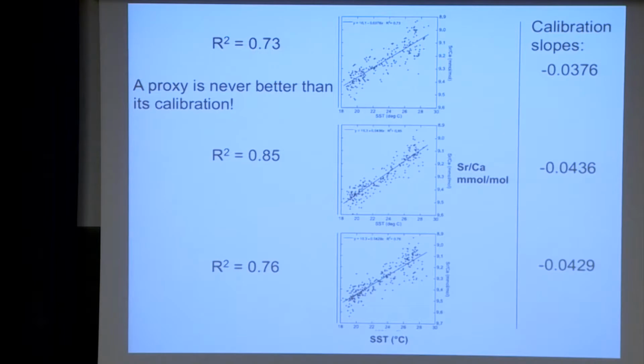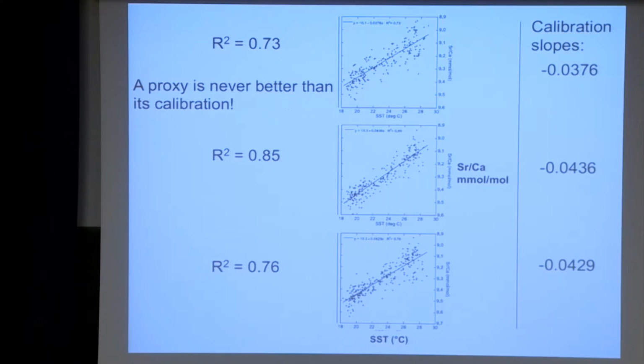Okay, so this means that if you calibrate with this coral here, if you reconstruct from this coral, you're going to get a slightly different answer than if you reconstruct from this coral, of course, because that calibration slope is different. Okay. What you also see is the noise, right?